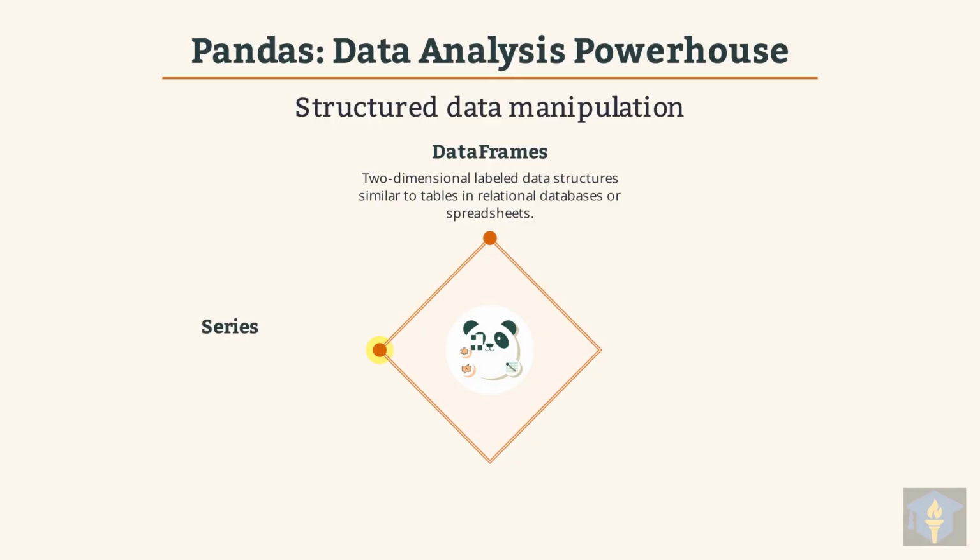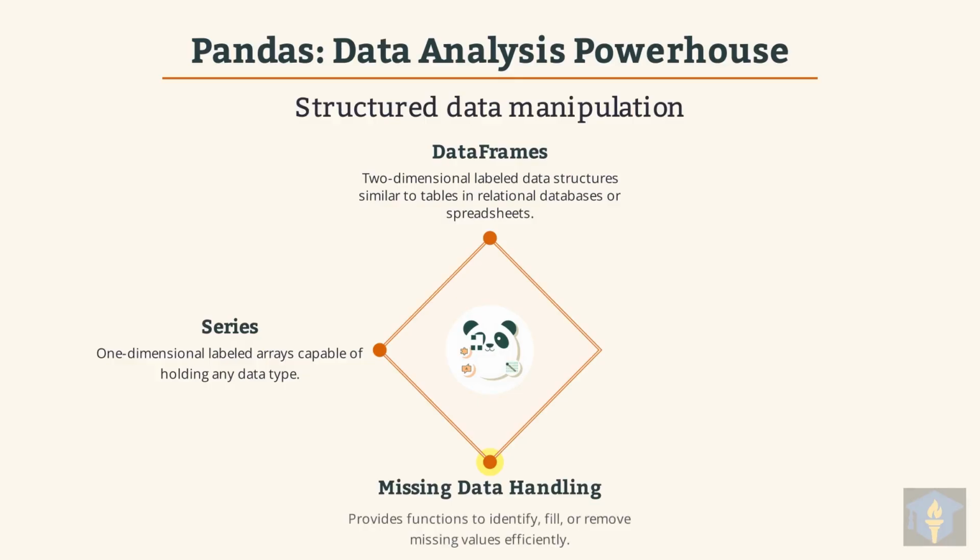Next, let's look at Series, another key data structure in pandas for working with one-dimensional data. A Series is a one-dimensional labeled array, incredibly versatile and able to hold various data types. Pandas also provides robust capabilities for handling missing data, a common challenge in real-world datasets. It offers functions to efficiently identify, fill in, or completely remove any missing values from your data.